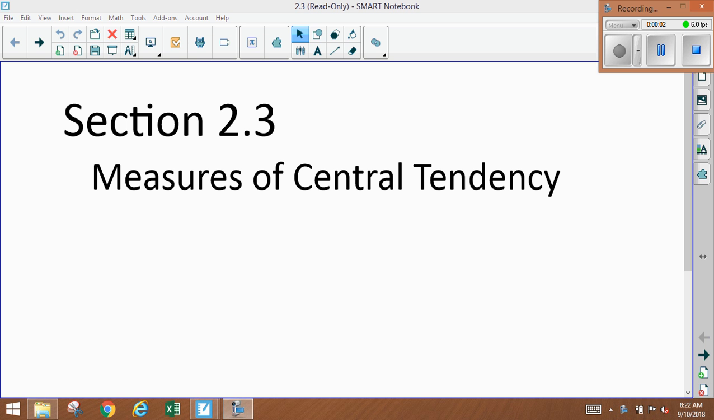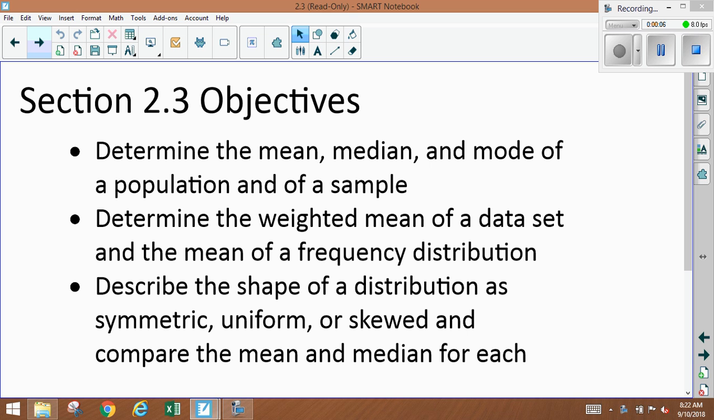All right, 2.3 measures of central tendency. This is what we're going to learn about: mean, median, and mode. The mean is the average of all of your data. The median is the middle number. And the mode is the value that occurs most frequently.